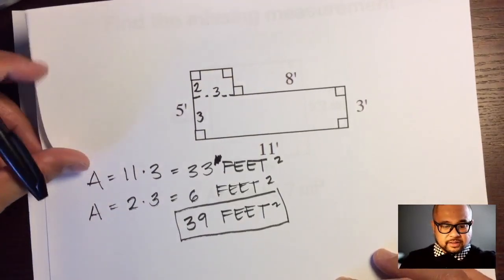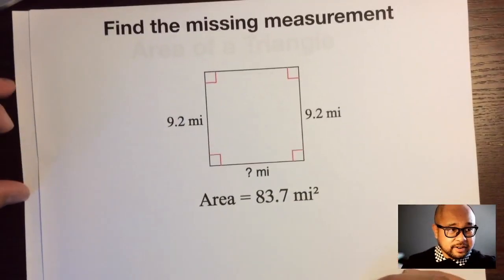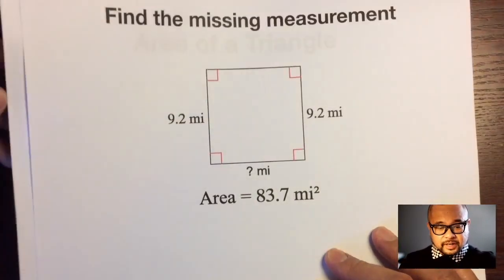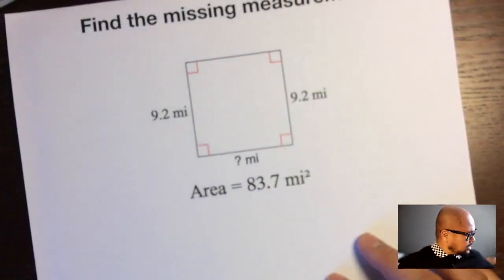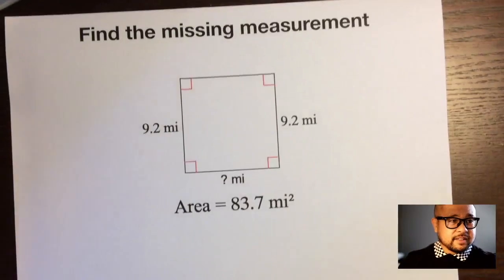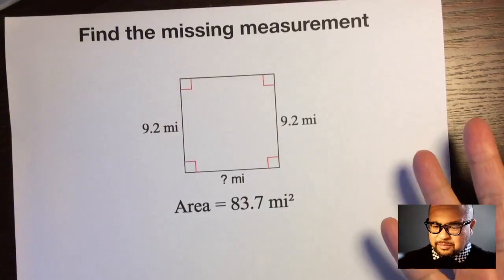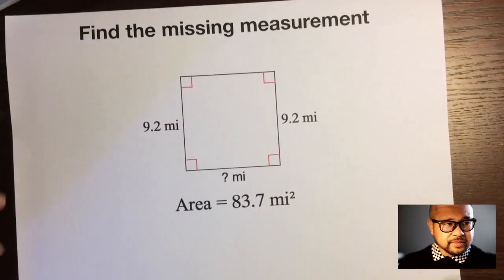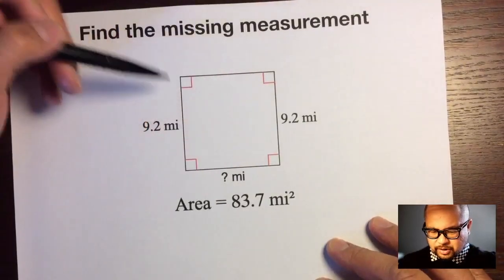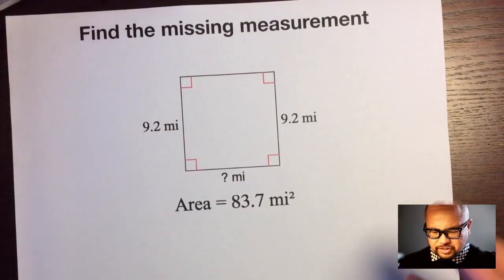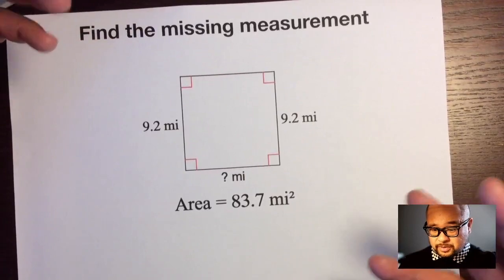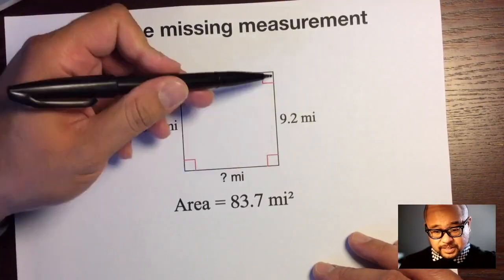And our last example for area. I know you kind of looked through this, so let's take those papers away. Find the missing measurement. We already have the area, and this looks like a square, but it might not be a square, so let's make sure. Okay, we're not going to assume that it's a square because it doesn't say that all four sides are congruent.